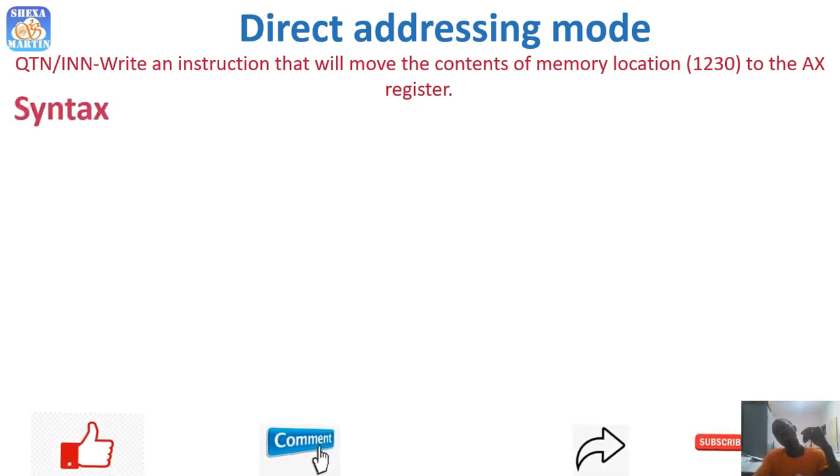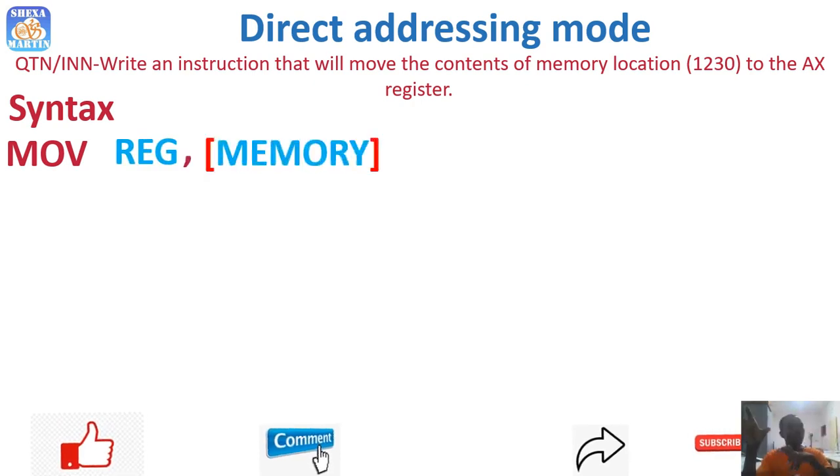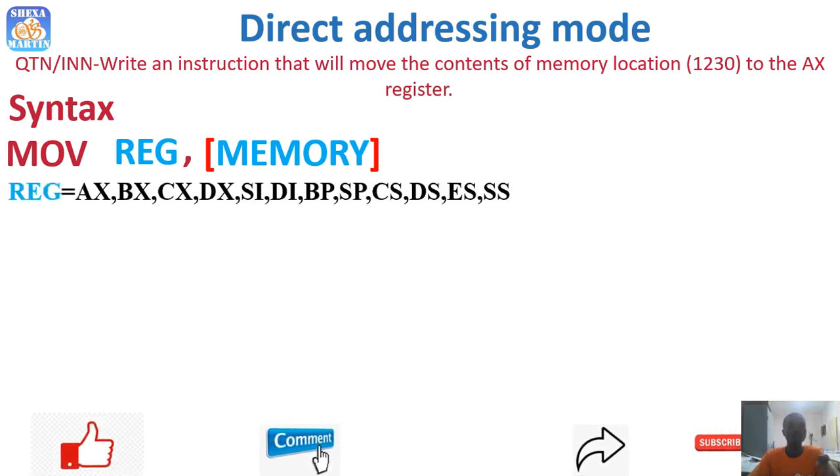So let's check the syntax. You can move to a register from where? From a certain memory location. So inside memory you can put some registers. We have four registers that we can put in place of memory here. We can either put SI, DI, or we can put BP or BX. These are the registers that we can put in place of memory. And then the register is the destination in this move instruction, the one we move the data to.